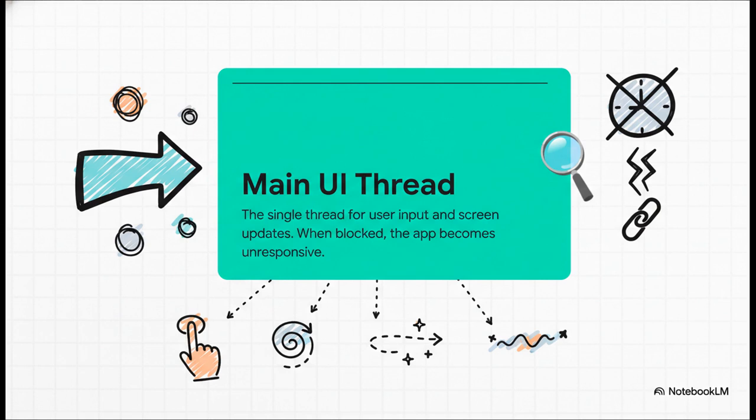Every single thing the user interacts with, every tap, every swipe, every single animation you see on screen is handled by this one single thread. If that thread gets tied up doing something else, even for a moment, your entire app just stops. It's that simple and it's that critical.